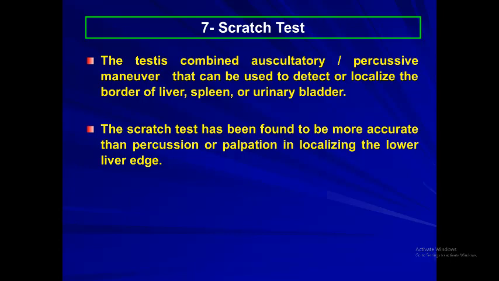Sometimes it is difficult to palpate the lower border of the liver or the spleen. It is especially better used for the lower border of the liver and the upper border of the urinary bladder, if not palpated easily. The scratch test is said to be more accurate than percussion or palpation in localizing the lower liver edge. Some examiners say this.